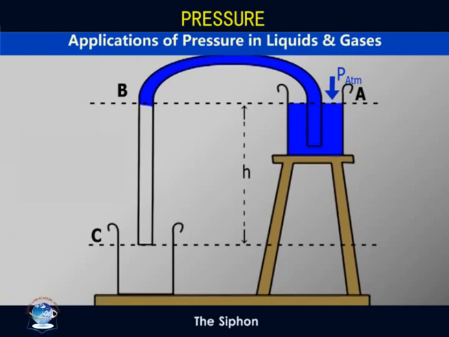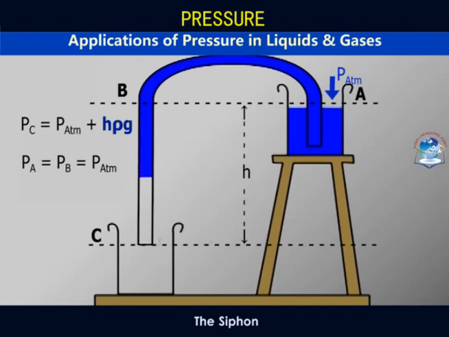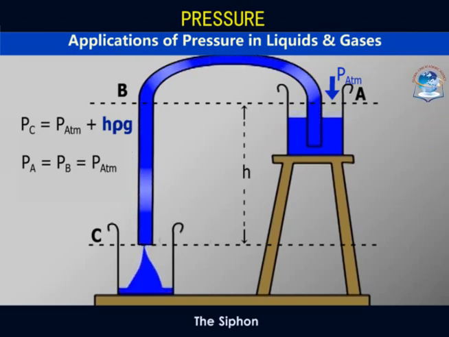Pressure at C is greater than that at the surface by an amount equal to hρg. That is, pressure at C is equal to atmospheric pressure plus hρg. Pressure at A and B is atmospheric pressure since they are at the same horizontal level. The excess pressure hρg thus causes the liquid to flow out of the tube at C. The liquid will continue to run out so long as the end C is below the liquid surface.